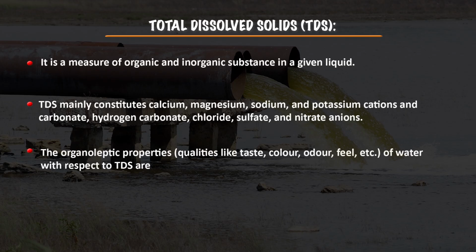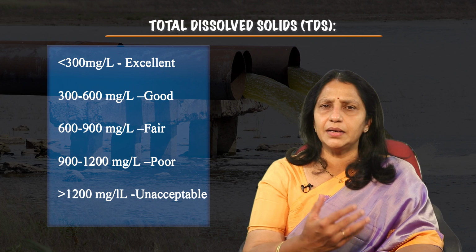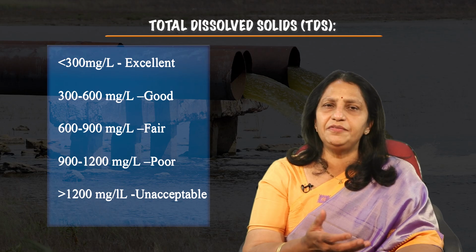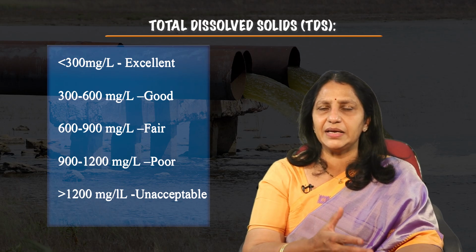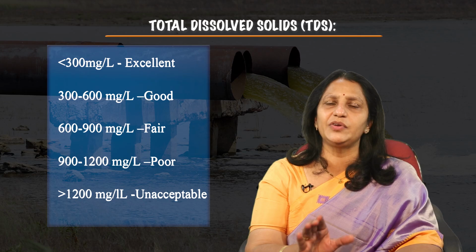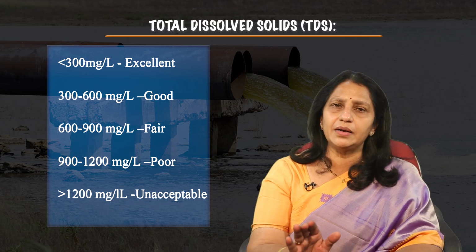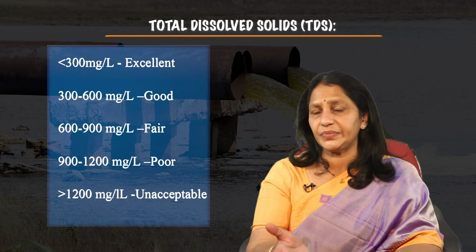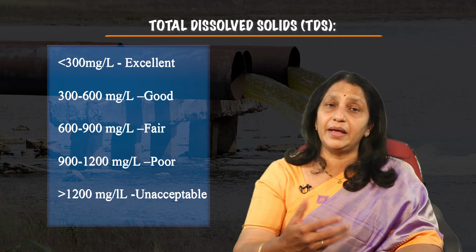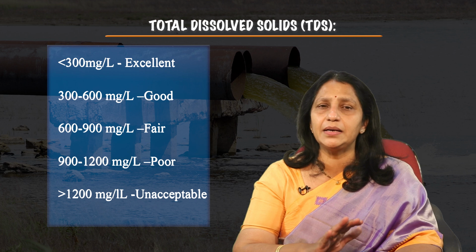We also experience this at our homes. We also check the water criteria of TDS from RO. Regularly we check how much TDS is there in our drinking water. For the organoleptic properties like taste, color, odor and feel of water with respect to TDS, in general, if it is less than 300 milligrams per liter, we can consider it excellent. If it is between 300 to 600 milligrams per liter, it is good, and 600 to 900 milligrams per liter, it is fair, and 900 to 1200 milligrams per liter, we can consider it poor, and above 1200 milligrams per liter, it is unacceptable.